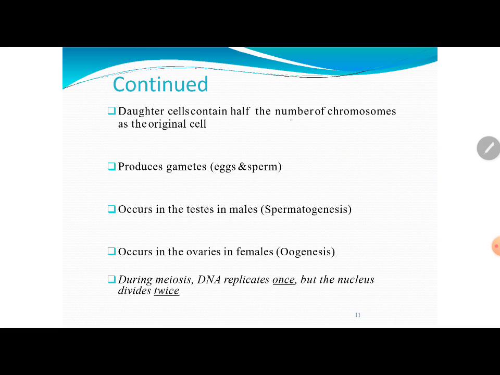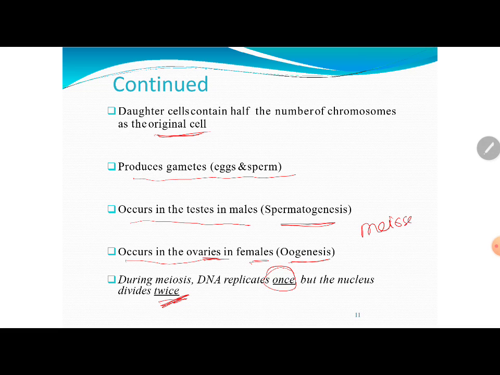The daughter cells contain half the number of chromosomes as the original cell, and they produce the gametes, which are the eggs and the sperms. It occurs only in the testes in males, which is spermatogenesis, and in the ovaries in females, called oogenesis. During meiosis, DNA replicates once, but the nucleus divides twice. Replication of the DNA is only once, because in meiosis 1 there is no replication. Do you understand? No replication. Only what happens is there is exchange of material between the non-sister chromatids.